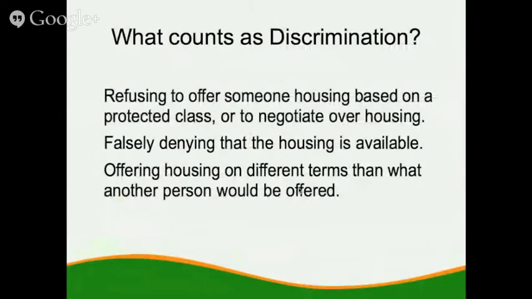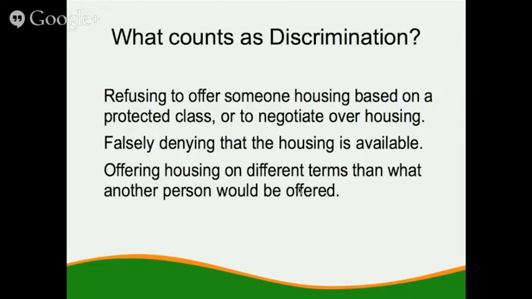Some of this is obvious, so refusing to offer somebody housing based on a protected class, or to negotiate over housing. So, because of your religion, I won't let you live here, or falsely denying that the housing is available. This one's really common, so people will go to a meeting and be told that the room isn't available anymore. In co-ops, this is less common, but in the world of private non-co-op rental housing, this is very common. So they'd go to the rental office and be told that the unit is already taken.